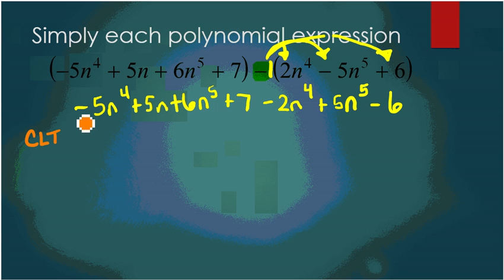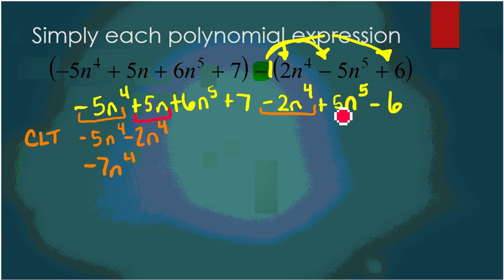So negative 5n to the fourth, we're going to look for another n to the fourth. And there we see it's n to the fourth. So I have negative 5n to the fourth minus 2n to the fourth. So negative 5 minus 2 is negative 7n to the fourth. Then I'm going to look for any more n terms. Are there any more n terms? Nope. So he's all by himself, so nothing to combine him with. So we just leave him alone.